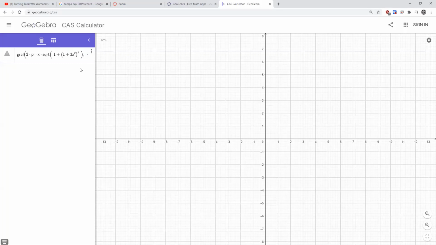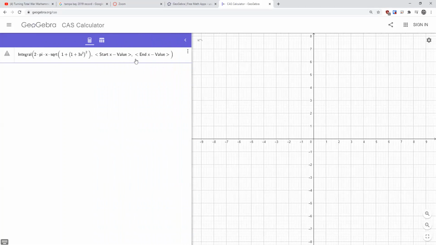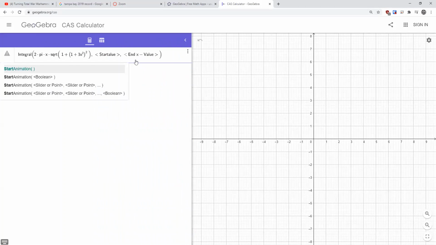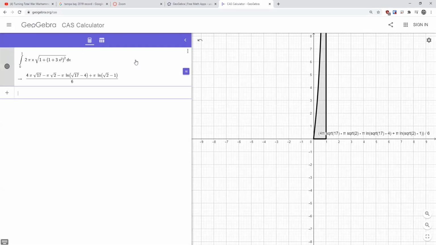Okay, and then the next thing that they want you to do is the beginning value. Oh, come on, man. Okay, let me give myself some more space here. There we go. Okay, so the start value, I'm going to make that 0, and the end value is 1. There we go. Okay, so then hit enter.